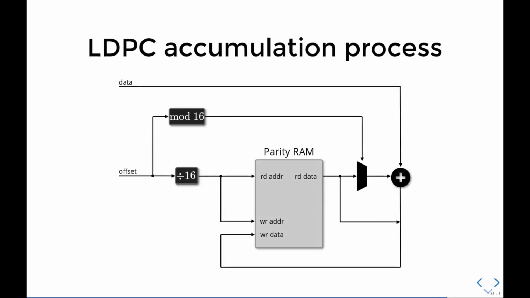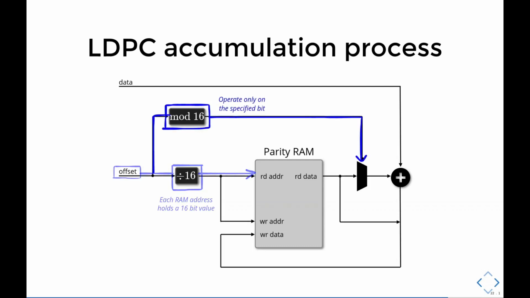The accumulation process is the heart of the LDPC encoding. This block connects directly to the input synchronizer. So here, offsets are used to read the parity RAM. Because each RAM address holds a 16-bit value, we divide this offset by 16. The remainder of the division is used to operate only on the specified bit of the parity RAM read data. We then XOR the input data bit with the specified bit of data from the RAM and write the results back to the RAM itself.